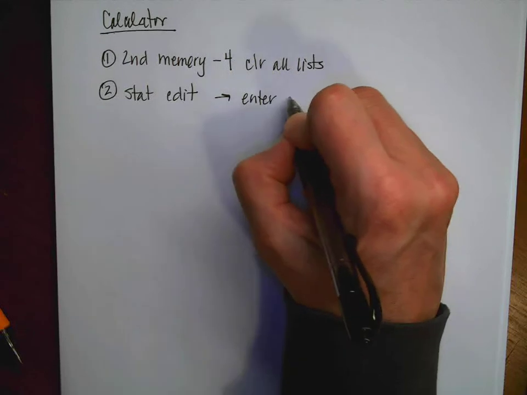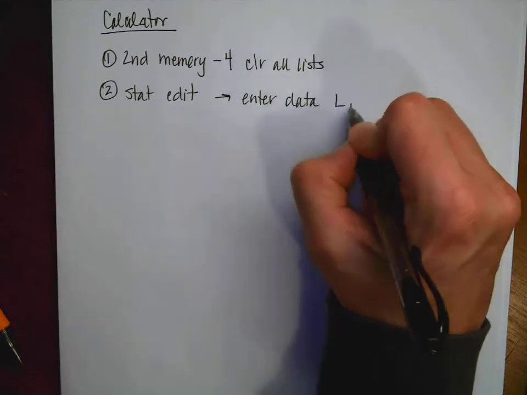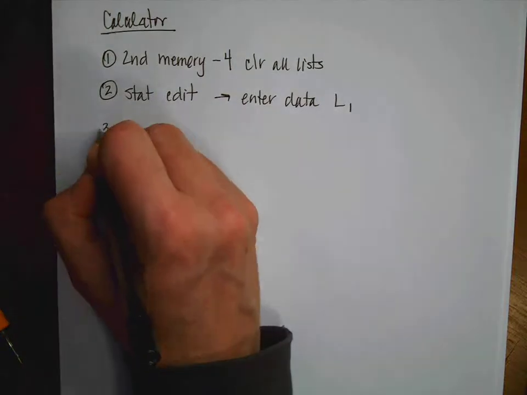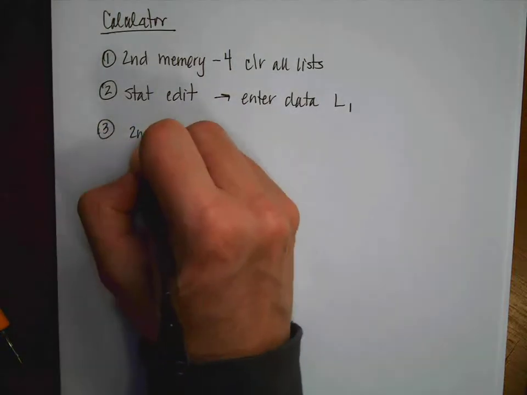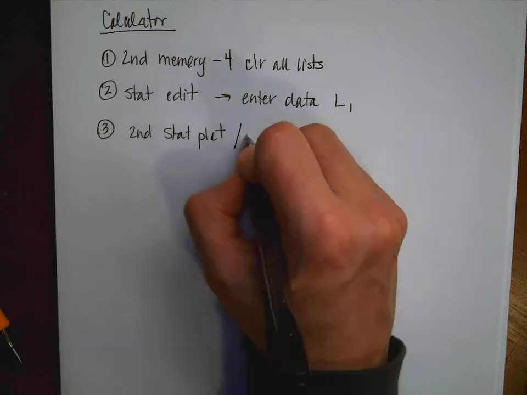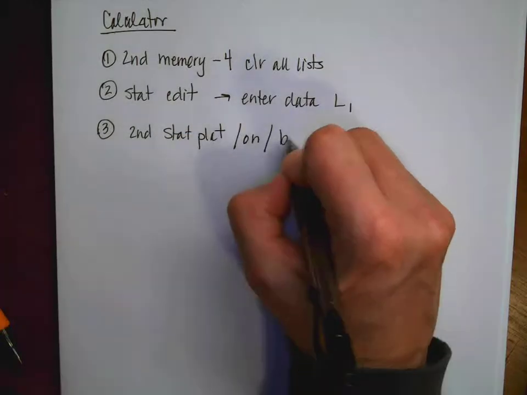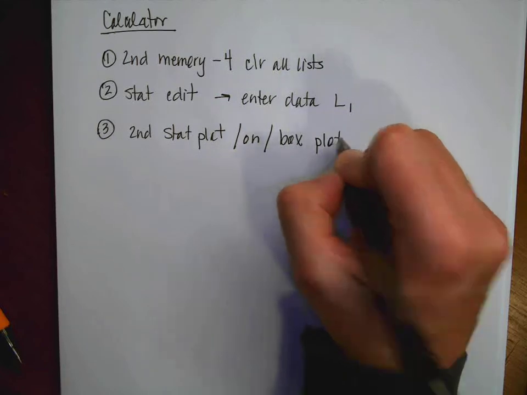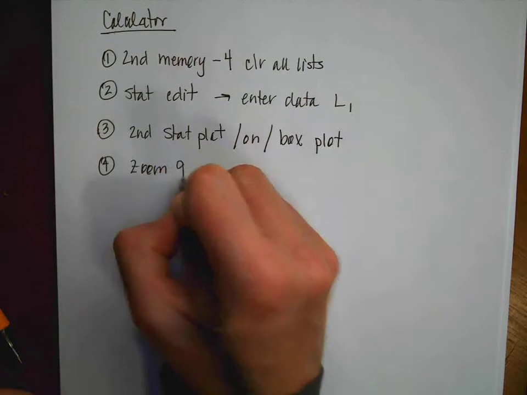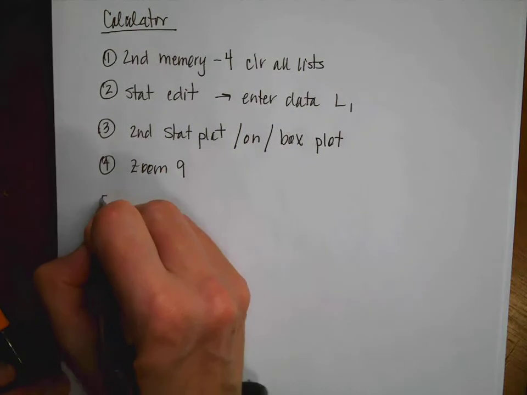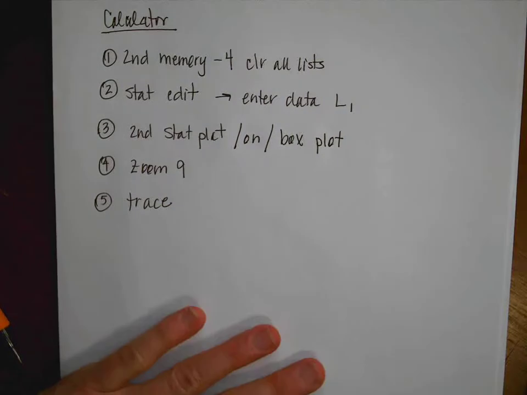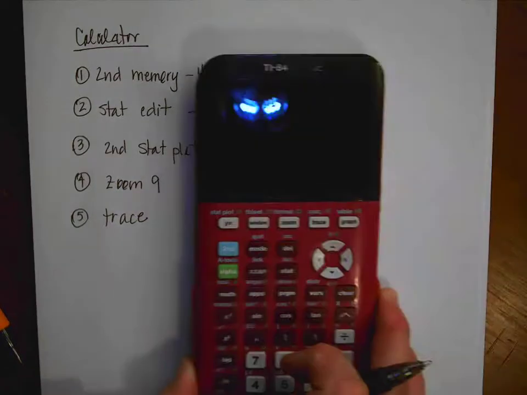Then I'm going to do stat and edit, and I'm going to enter your data. And for most of the purposes, we're going to put it in L1, and that is the name of the list. Then we're going to do our second stat plot, and we're going to turn it on. And then we're going to choose a box plot. Okay. The next step would be that we would do a zoom 9 on our calculator. And then the last thing that we're going to do is do a trace.